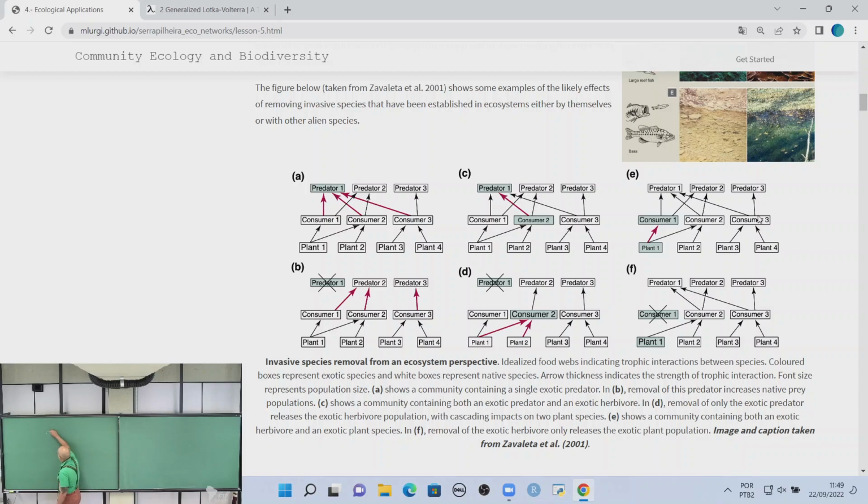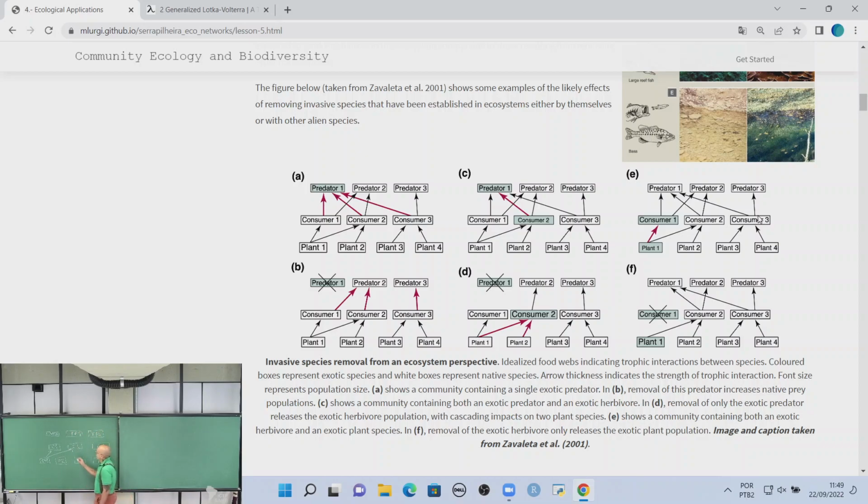if you have a situation in which an invasive predator has been introduced into some community, with, just for simplicity, three trophic levels, you have a bunch of plant species at the bottom, primary consumers, and then the top predators, and they are connected in some way. So this is plant one, plant two, plant three, plant four, consumer one, two, and three, and then the top invasive predator and top predator one.